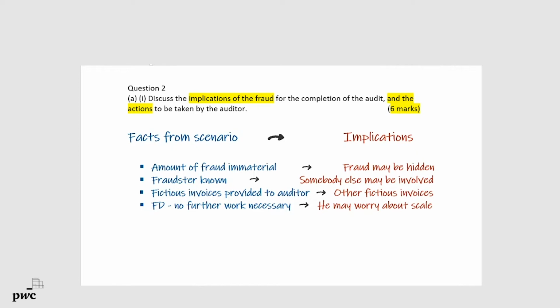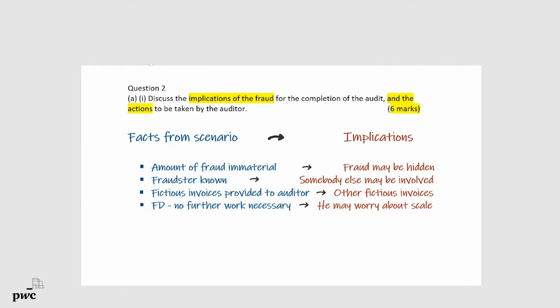So, what do we know about fraud? It is that it is typically very well hidden. So there is a risk that the scale of the fraud may be much bigger than the client uncovered. And that's maybe also the worry of the finance director, who insists that no further work should be done.